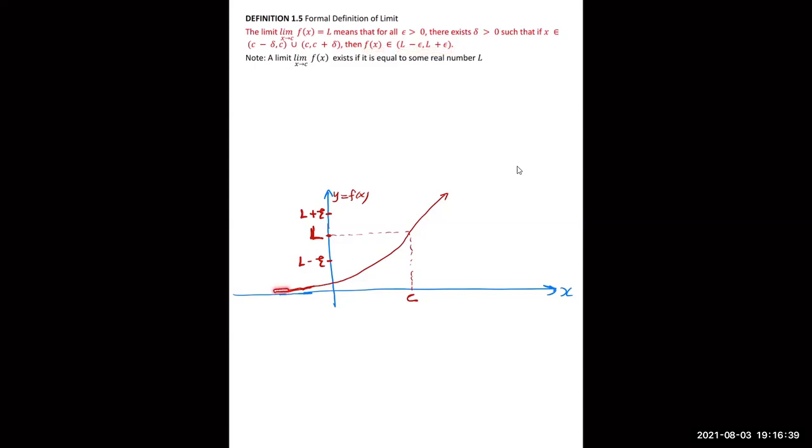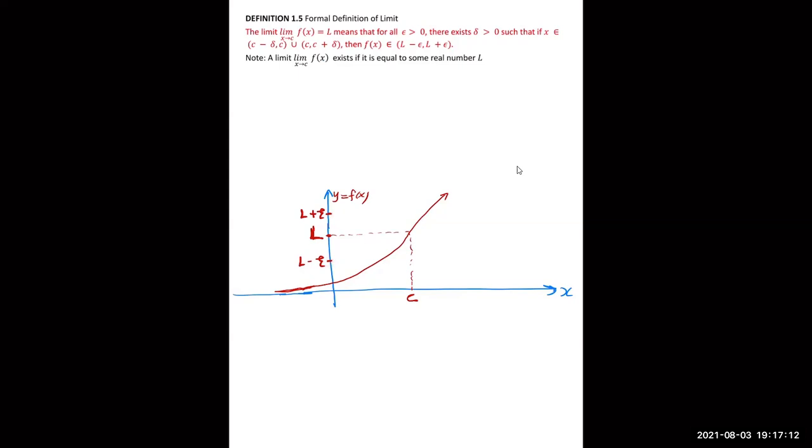Let's think about a graph like this. This is the graph of y is equal to f of x. And let's say your point C is here and your L is here. And then L plus epsilon has to be somewhere here, right? Because we take our epsilon to be positive. For any epsilon greater than 0, we need to be able to find delta such that if x is in this punctured neighborhood, f of x is in this interval, okay? So L plus epsilon is somewhere up here, and L minus epsilon is somewhere here.